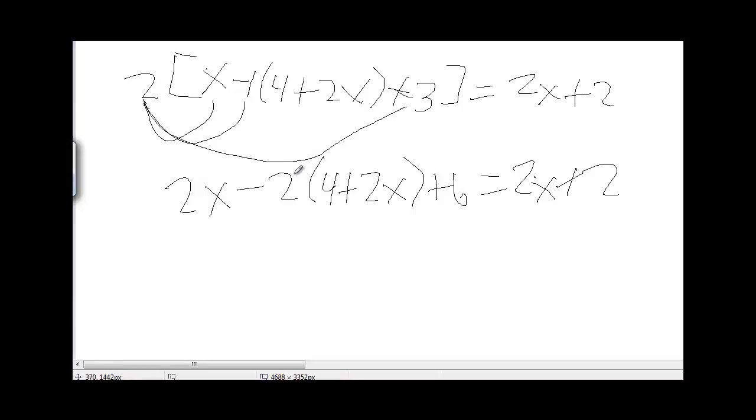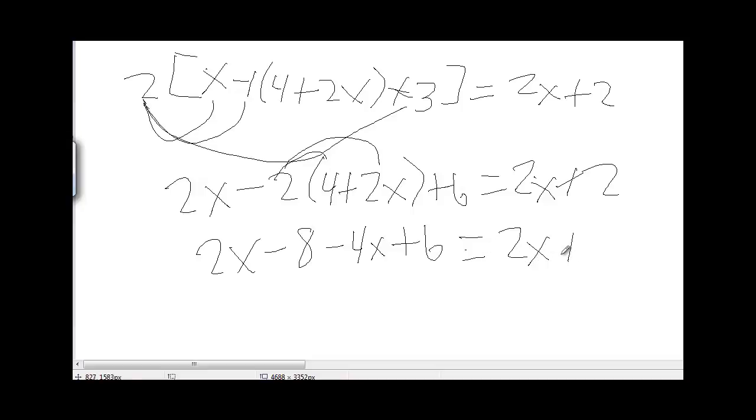Now, of course, following PEMDAS, we will take care of these parentheses. So negative 2 times 4 is negative 8, and negative 2 times 2x is negative 4x. So I wind up with 2x minus 8 minus 4x, there we go, plus 6 is equal to 2x plus 2.